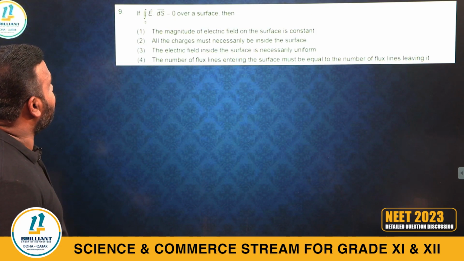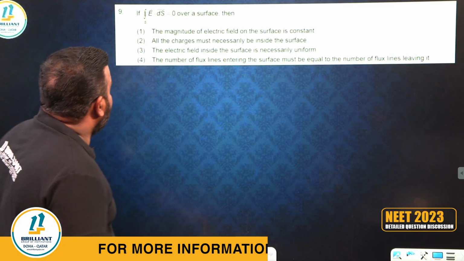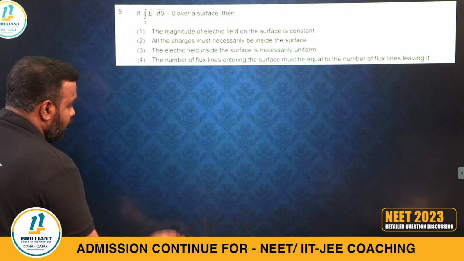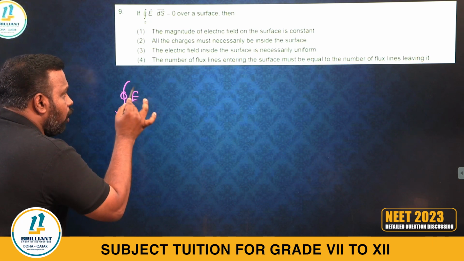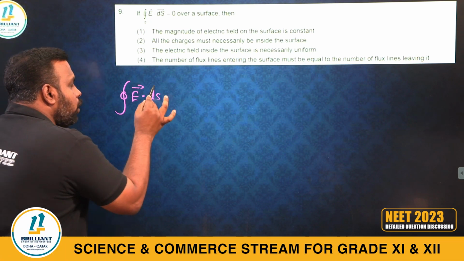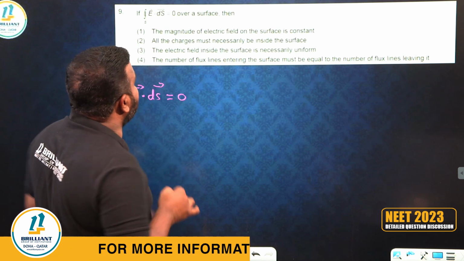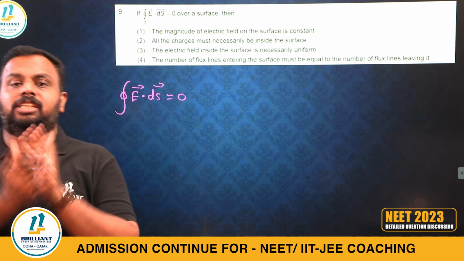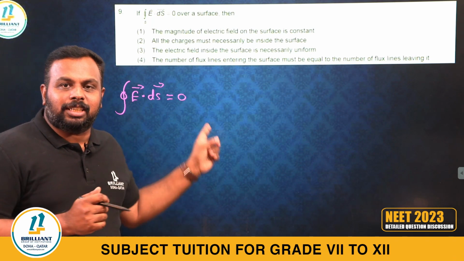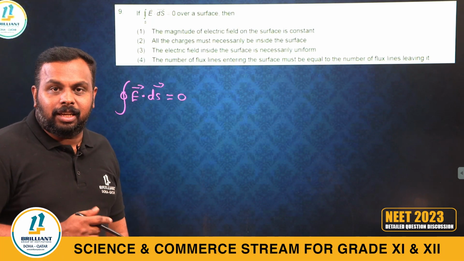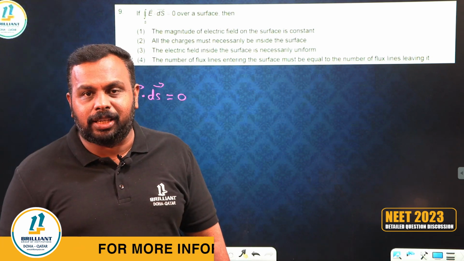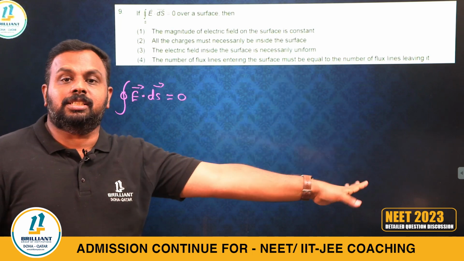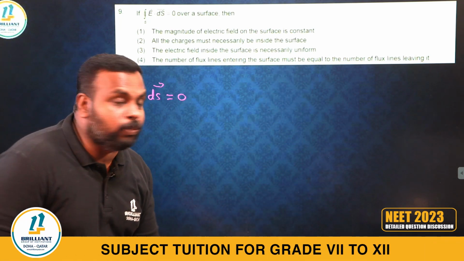Next, question number 9. Look at this. If closed integral E dot ds is equal to 0, which of the statement is correct? That's what they are asking. Question from electrostatics, right? Integral E dot ds, what is it? You know that this is a formula for the flux. Electric flux phi is equal to integral E dot ds. So integral E dot ds is 0 means flux is 0. So in which case flux is 0? Very simple.